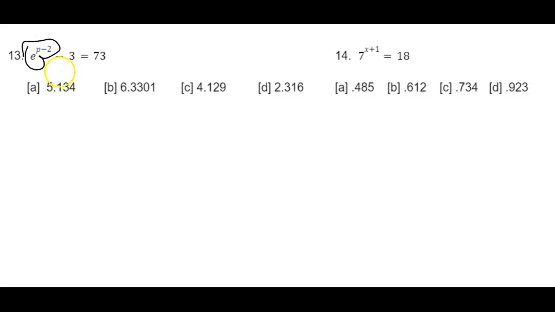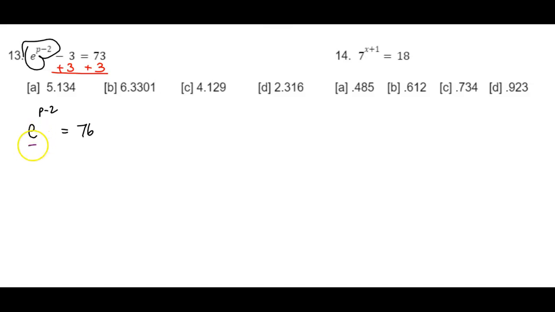So I'm going to add 3 to both sides first so I can isolate that exponential. That's going to give me e to the p minus 2 equals 76. Now, at this point, the base e is isolated. We're going to convert to natural log.